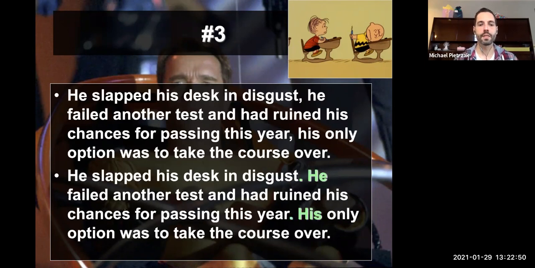So how to fix this? Well, that's a very long sentence or run-on sentence. So let's break it up. He slapped his desk in disgust, period. That's a sentence. He failed another test and had ruined his chances for passing this year, period. His only option was to take the course over. Again, there are other ways to fix this, but this is the simplest one probably.